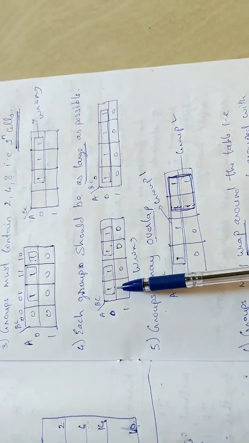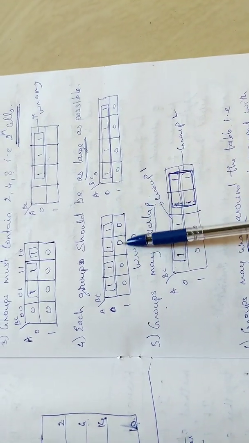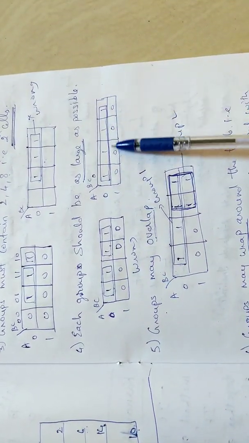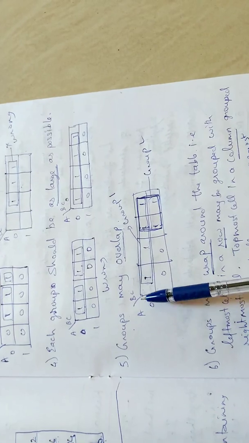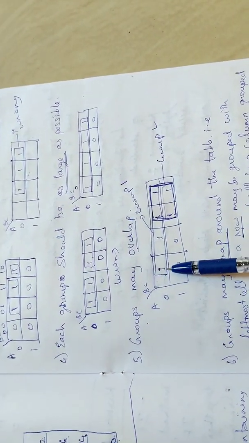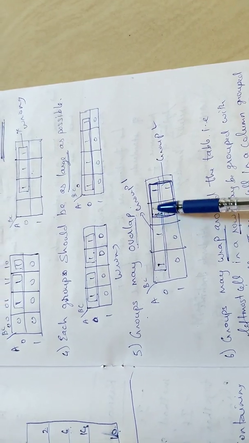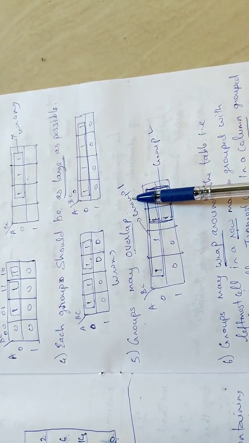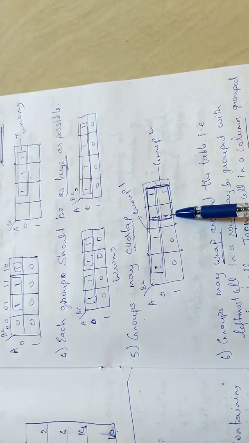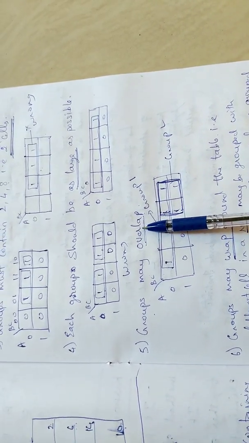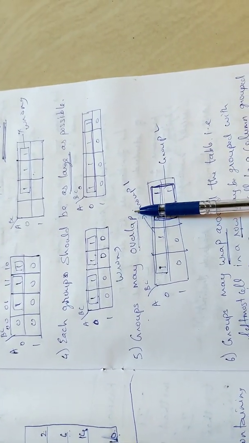Even though I'm getting it like this, I make it as large as I can, so I can reduce the terms. Like groups may overlap. So what is overlap? I have a group like this. I made one group already. Both of these ones are in that group and can be overlapped to make one more group. That is the meaning of overlap. So I can make a group by overlapping.